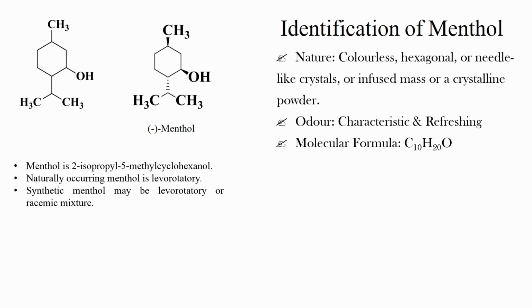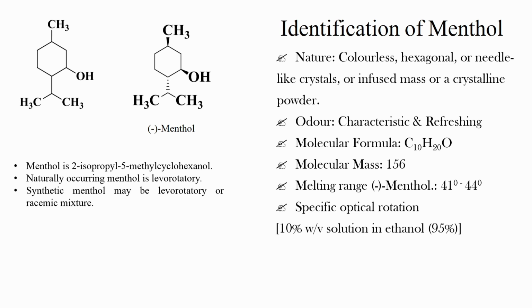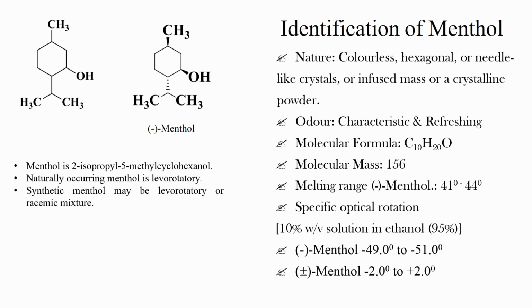The molecular formula of menthol is C10H20O. It has molecular mass 156. The melting range of menthol is 41 to 44 degrees. The specific rotation of a 10% solution in ethanol is -49 to -51 for natural menthol. For a racemic mixture, it is -2 to +2.